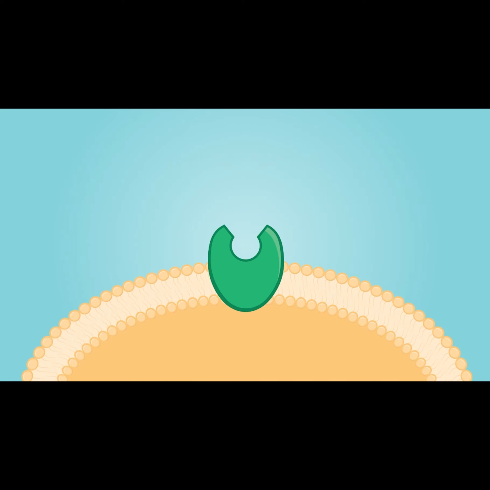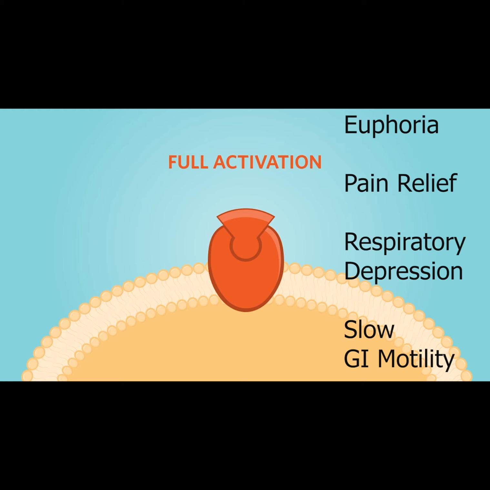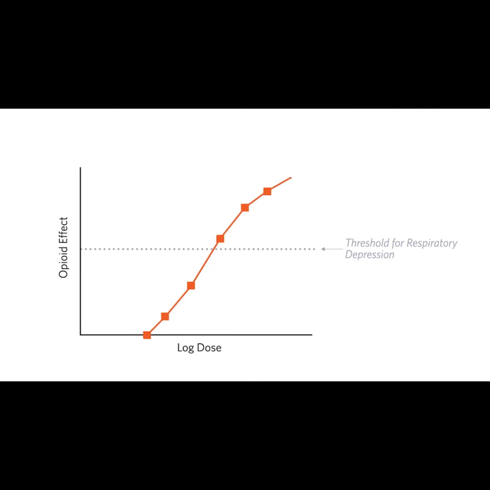Opiate medications work by binding to the opioid receptors in the brain and other nerves in the body. The effects of these activated opioid receptors range from euphoria, pain relief, respiratory depression, sedation, and slow GI motility. Almost all opiate medications that cause addiction are full opiate agonists, meaning that they fully activate the opioid receptors in the brain, resulting in maximal opioid effects.